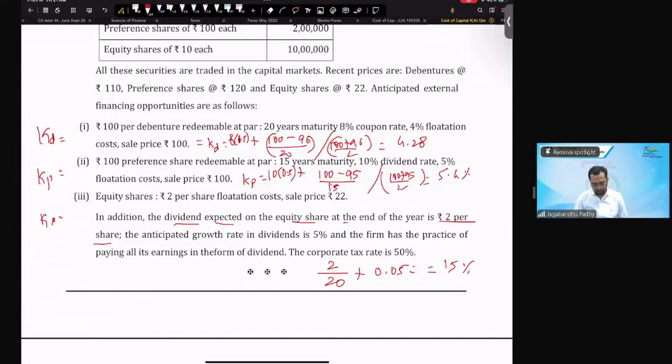15%. Cost of equity is going to be 15% because the sale price is 22, but there is a flotation cost of 2 rupees. So if you issue the equity shares, you will not be able to get 22, rather you will be getting only 20.